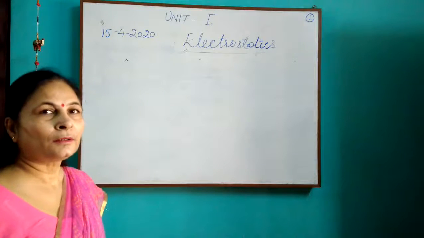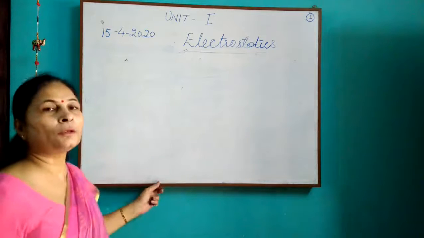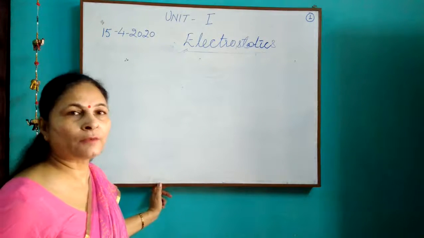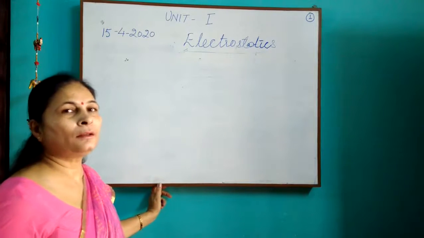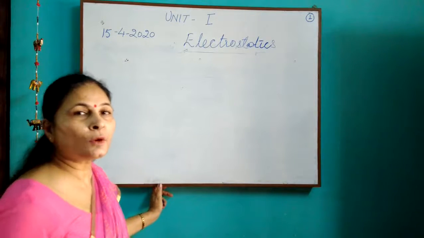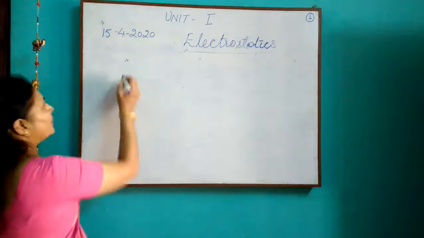Afternoon, children. Yesterday we talked about Coulomb's law and Coulomb's law in vector form. I think you might have understood and might have done the numericals which I had given. Now we'll talk about Coulomb's law in position vector form.